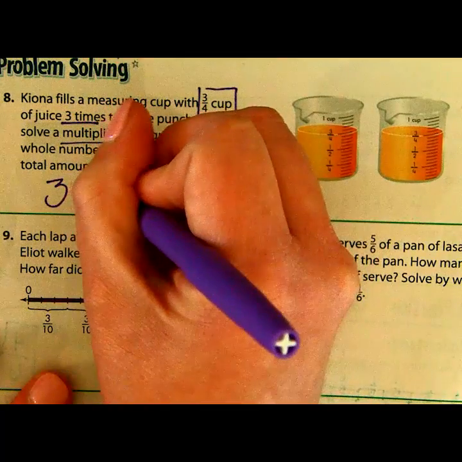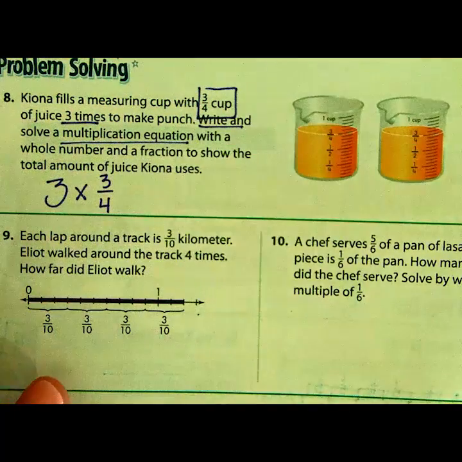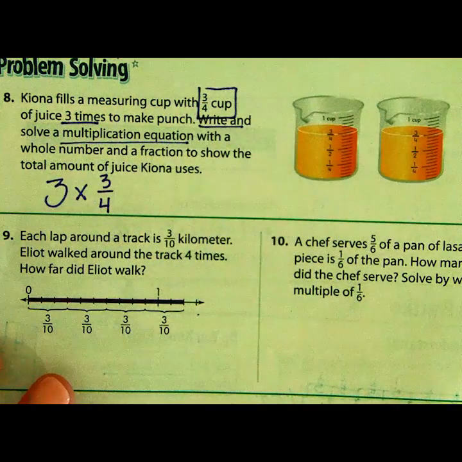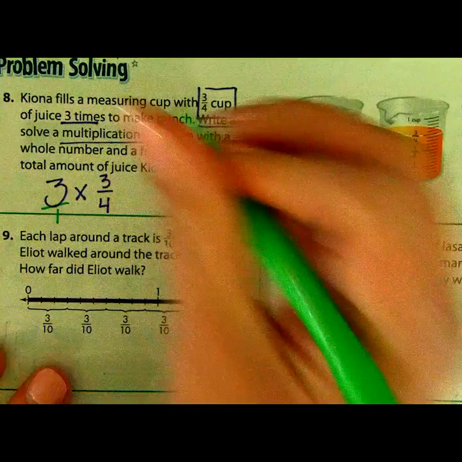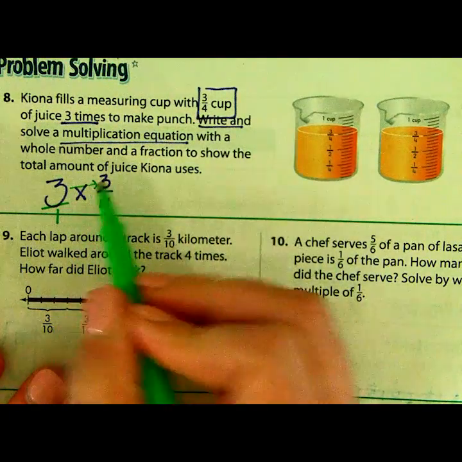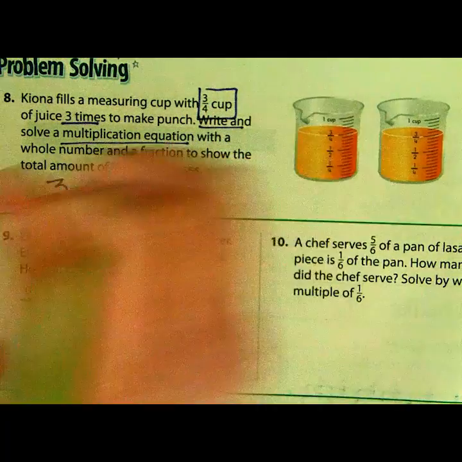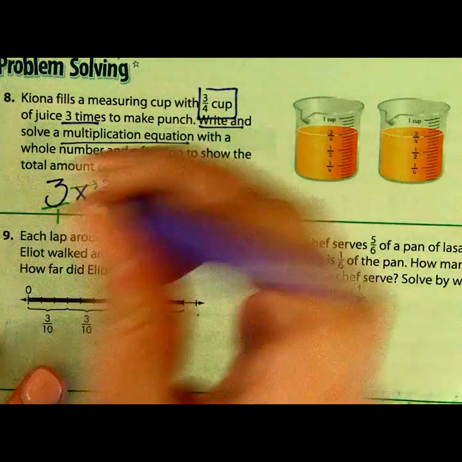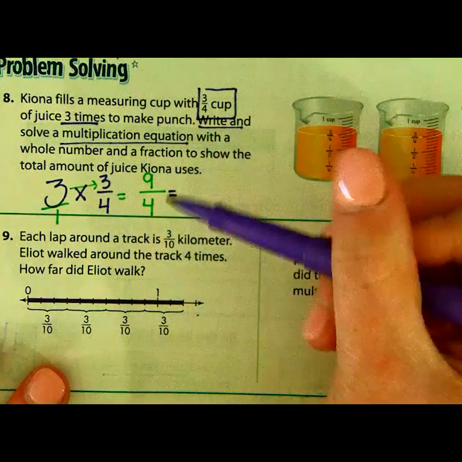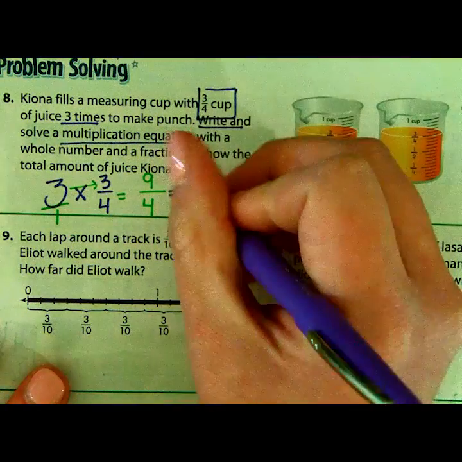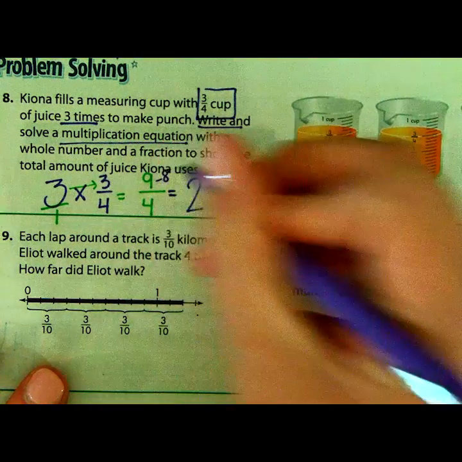And again, if we want to go ahead and solve, we could put this over 1 and then multiply straight across. 3 times 3, that's 9, and 1 times 4, that's 4. We know we're going to change this back to a mixed number. 4 will go into 9 2 times, and that's taking 8 away because 4 times 2 is 8, and then we'd be left with 1/4.